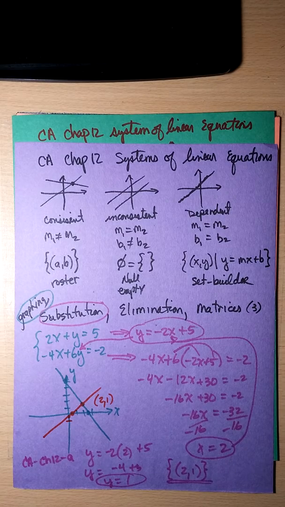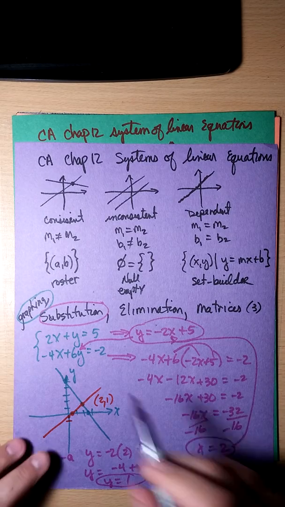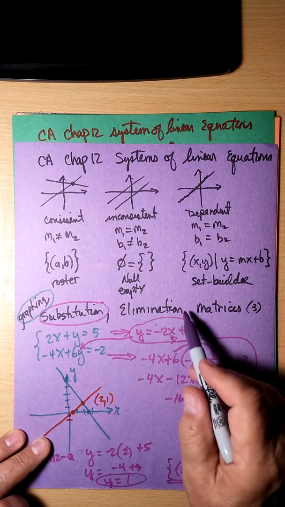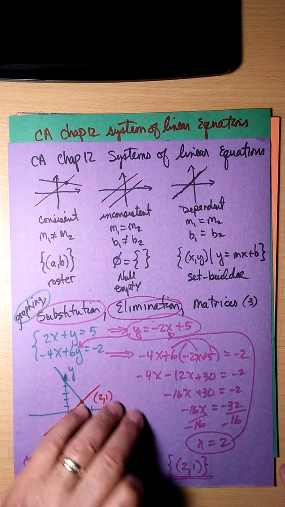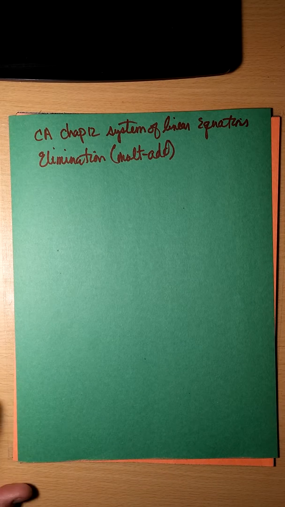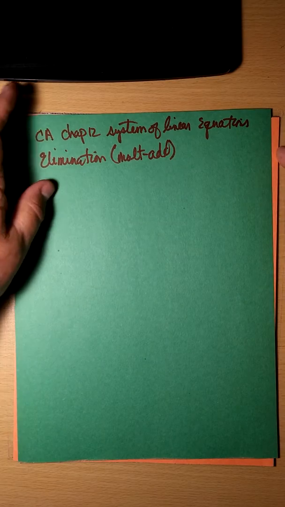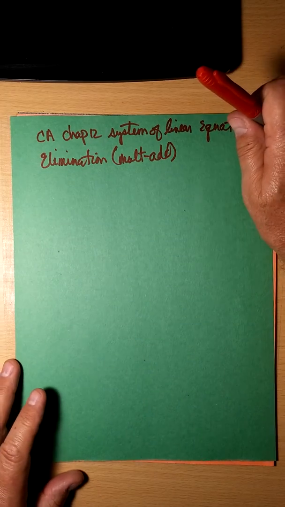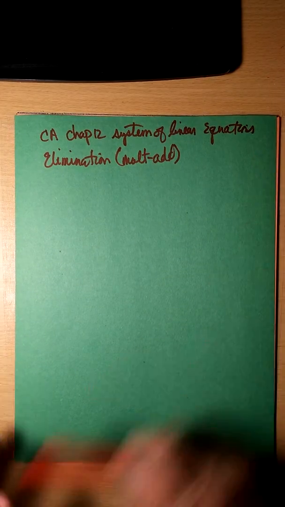Continue with a lecture, chapter 12, Systems of Linear Equations. We did graphing and substitution. Now let's do elimination. Elimination has also been called the multiply-add method because that's what you do. You multiply so you can get things equal.